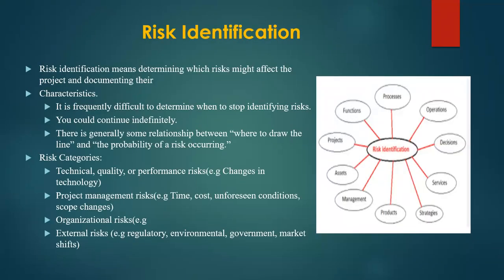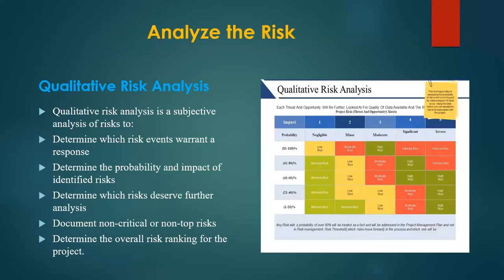Talking of risk identification, project management does as much as possible to determine which of the risks affects the project most by looking at the characteristics of the risk categories, if they are technical, quality management, organizational, or external. The next step will be to analyze the risk, either quantitatively or qualitatively. Qualitative analysis will determine which risk needs immediate response, determine the probability and the impact, and identify non-critical or non-top risks.